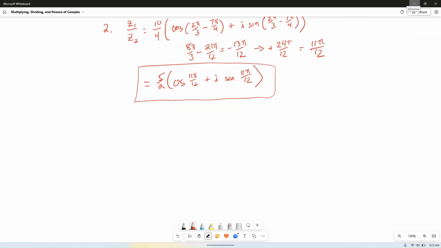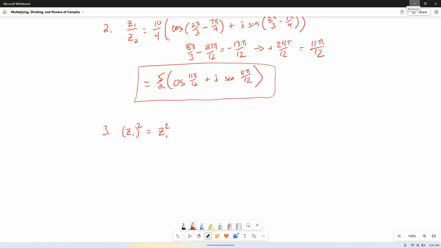All right, for our last one here, let us compute what z1 squared is. Sometimes you may see this, instead of using parentheses, as z with a little sub 1 and then squared. So you don't actually need the parentheses, but it might help clarify what the expression looks like.